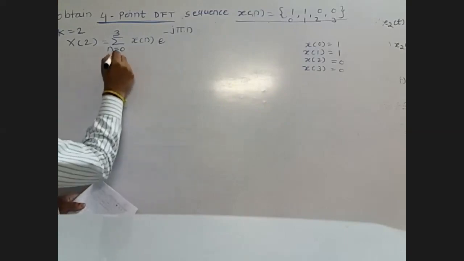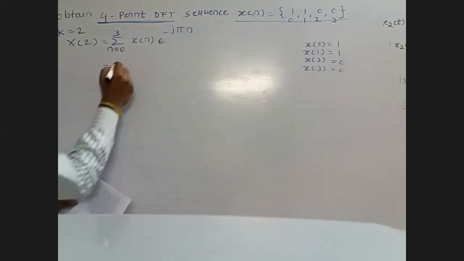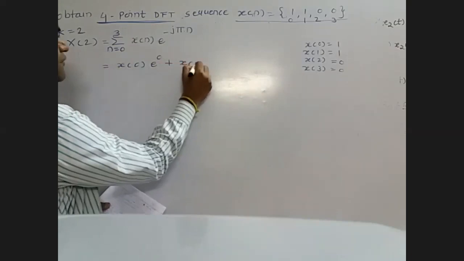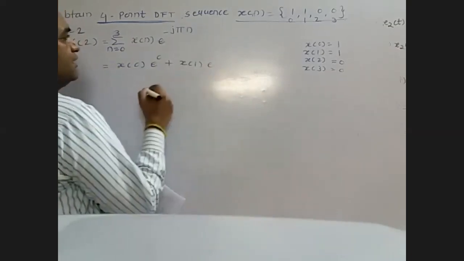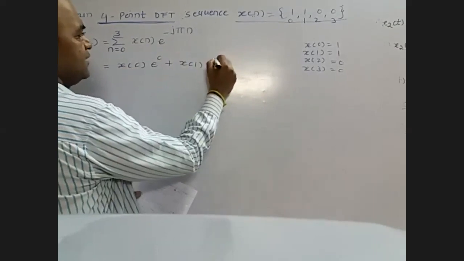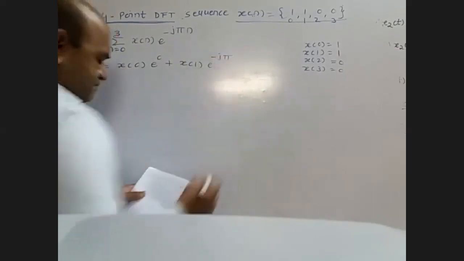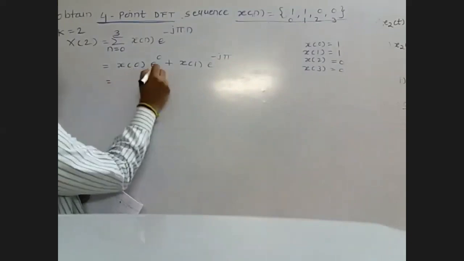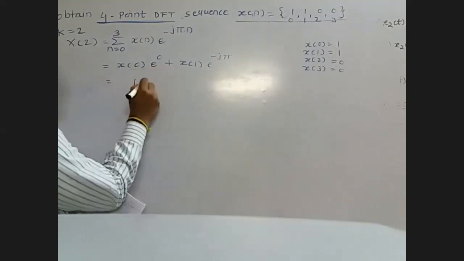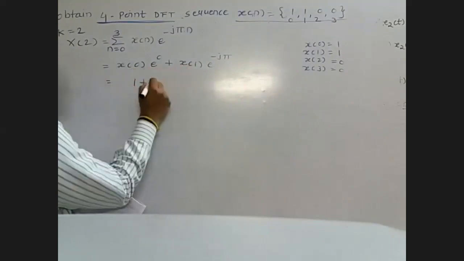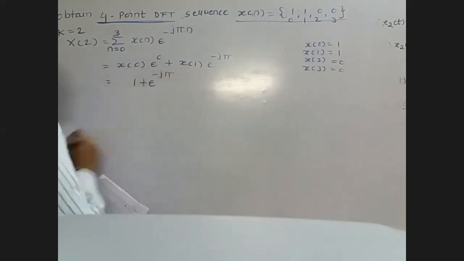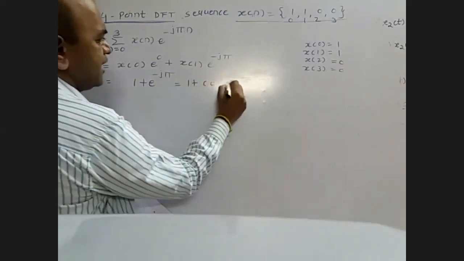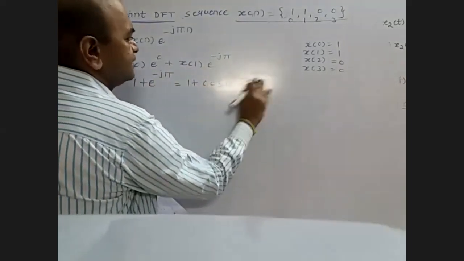So I solve it with this n is equal to 0 to 3. I write here x of 0 e raised to 0 plus x of 1 e raised to, now n is 1. So that's why here you will get minus j pi. Okay, now you will get x of 0 is 1. Whole term will be 1 plus x of 1 is again 1, only e raised to minus j pi. Now we solve this expression, so that's why 1 plus cos pi minus j sine pi.